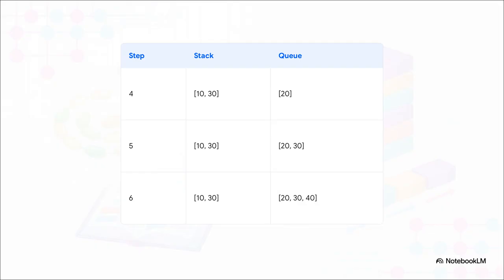Moving right along to steps 4 through 6, we push 30 onto the stack. Next, we peek at it. Remember, peeking reads the value without actually removing it. So we take that 30 and we enqueue it into Q. Finally, we enqueue 40. We are rapidly filling up that queue's capacity. Our stack is now sitting at 10 and 30, and our queue holds 20, 30, and 40.